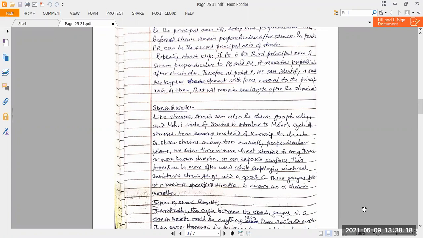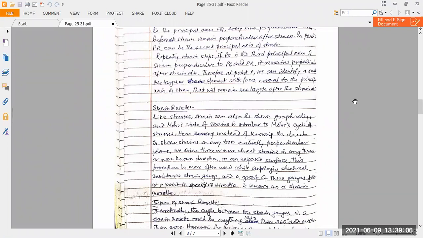Now here strain angle we can see graphically, and Mohr's circle of strain is more or less similar to Mohr's circle of stresses itself. Here, instead of knowing the direct and shear strains only in two mutually perpendicular directions, we obtain three or more direct strains in any three or more directions on an exposed surface, say on an exposed plate itself, on the exposed surface of the concerned material whose stress or strain you want to know. This procedure is more often used by employing electrical resistance strain gauges, and a group of these strain gauges fitted at a point in a specified direction are known as strain gauges itself.